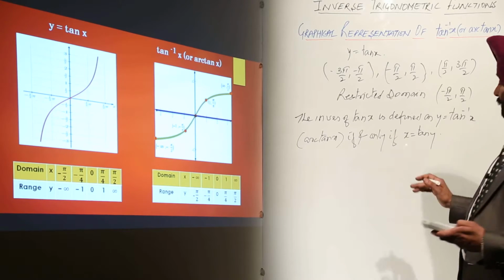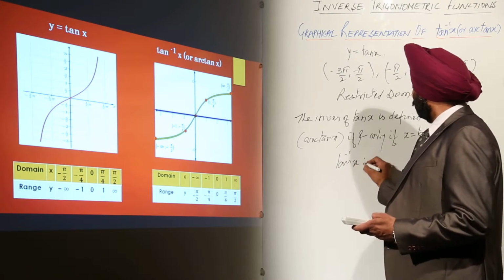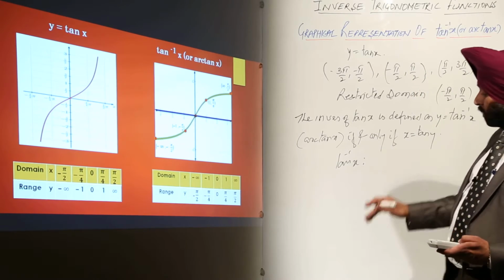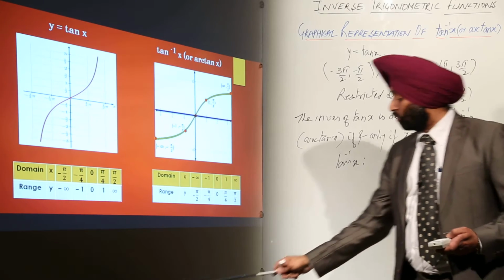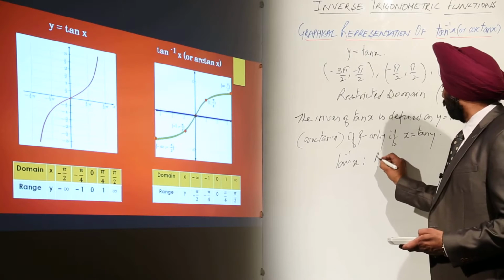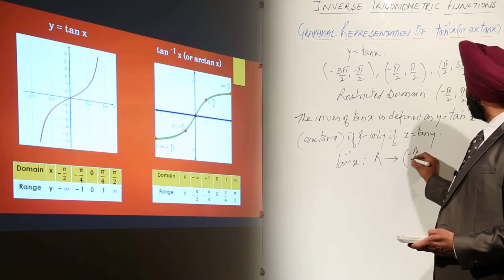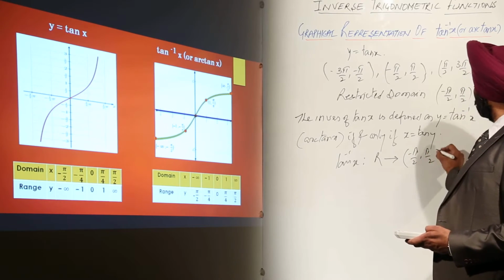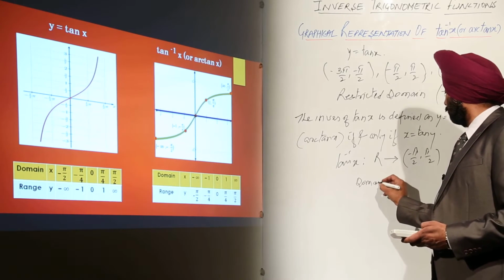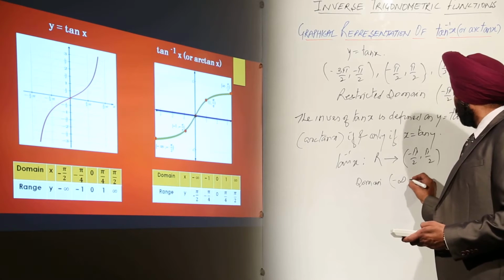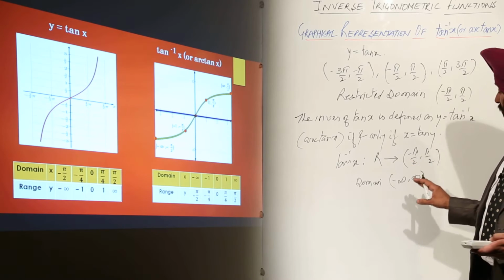Now what about domain and range? Now for tan inverse x, we can write the domain as, you can just look here, what are the domains? It is from minus infinity to infinity. Okay. So we can write it as the set of all real numbers. And what about the range? The range is minus pi by 2 to pi by 2. Okay. So the domain can be written as minus infinity to infinity, and the range is minus pi by 2 to pi by 2.